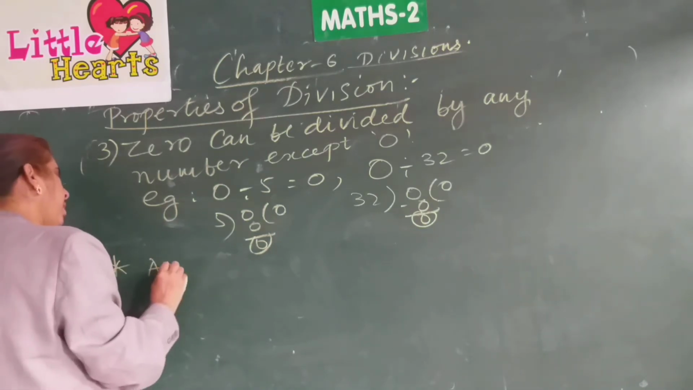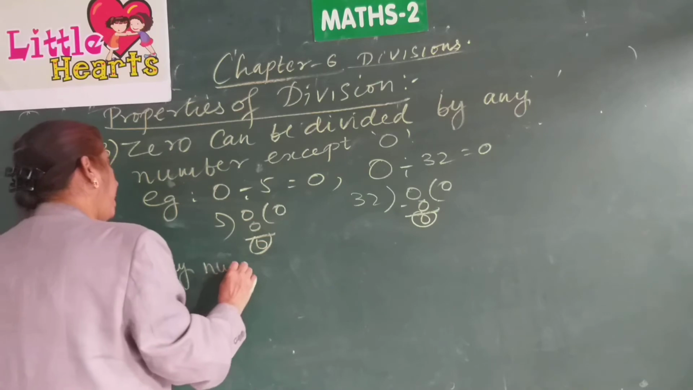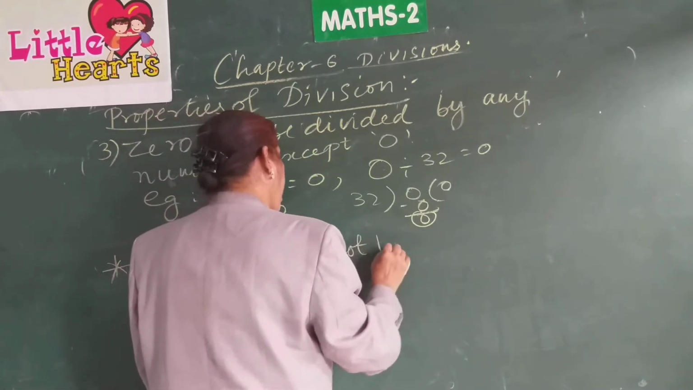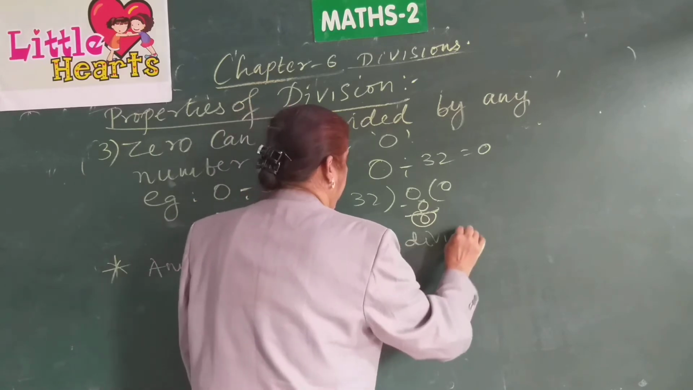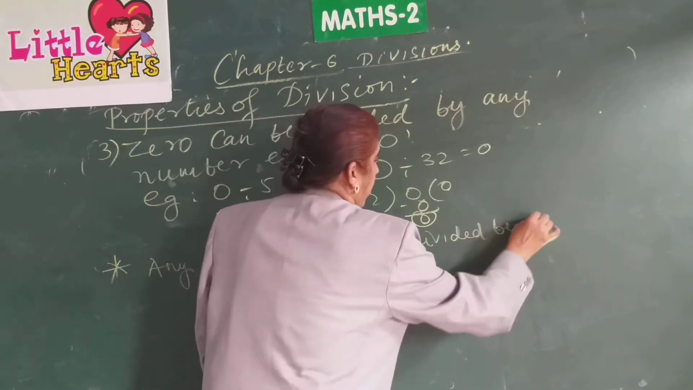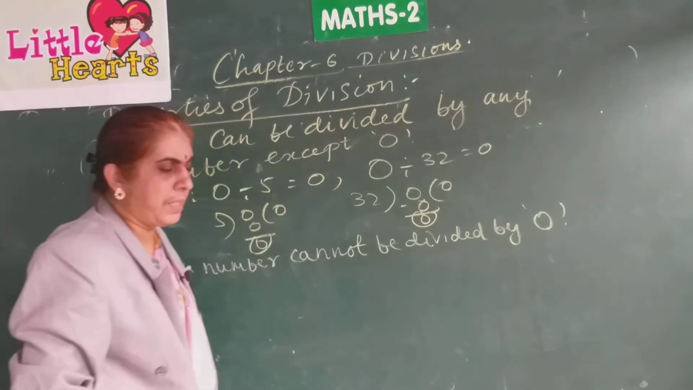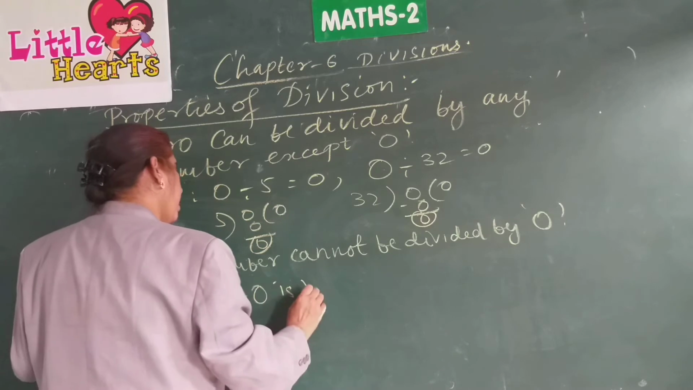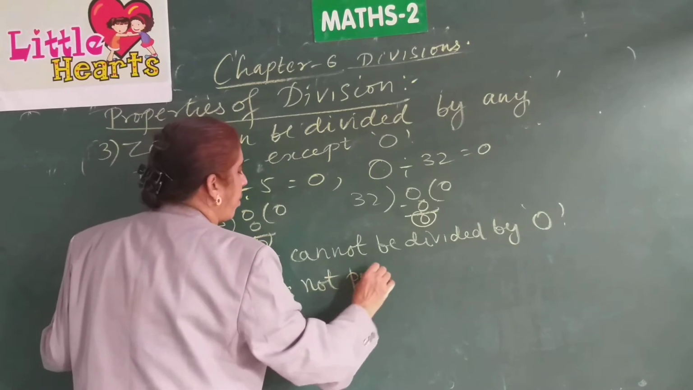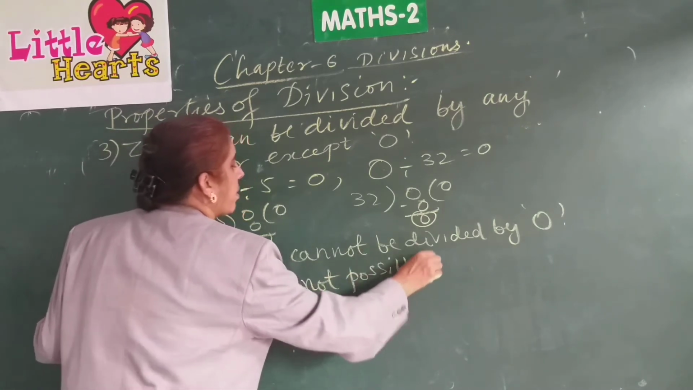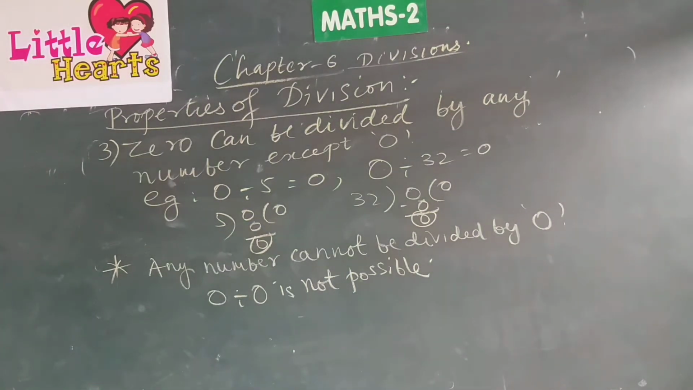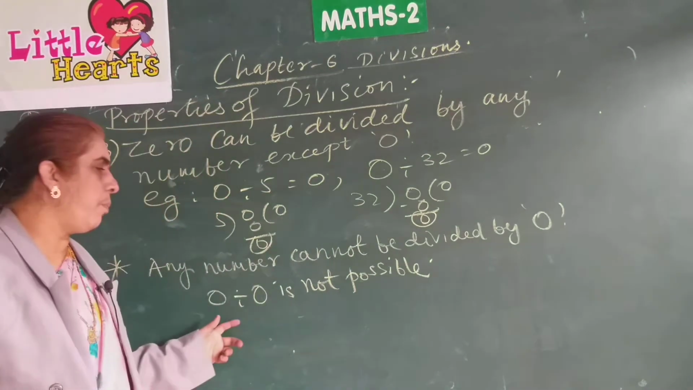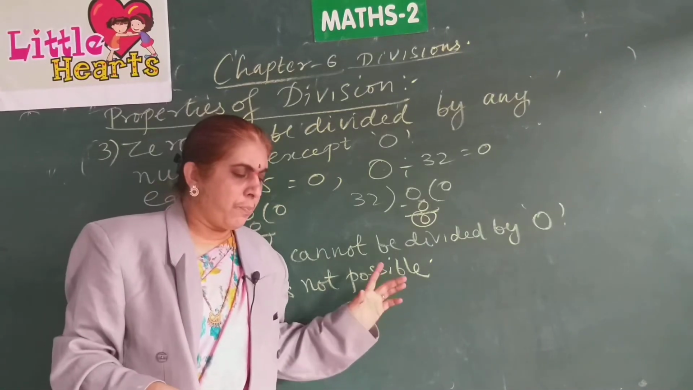Any number cannot be divided by 0. And 0 divided by 0 is not possible. These two are the important points to be remembered. So any number cannot be divided by 0. Division by 0 is undefined and 0 divided by 0 is not possible.